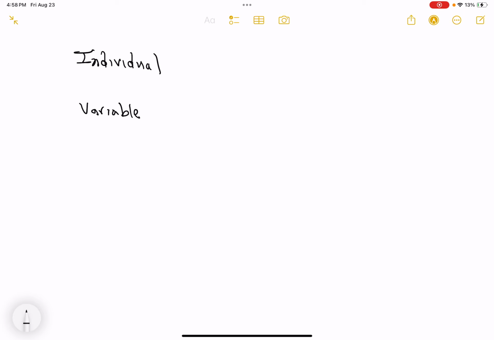Pardon my handwriting. Now, individual, we're not talking about man versus wild or some existential crisis of self. Individuals, in effect, are just objects or things, either or, that are described by variables.